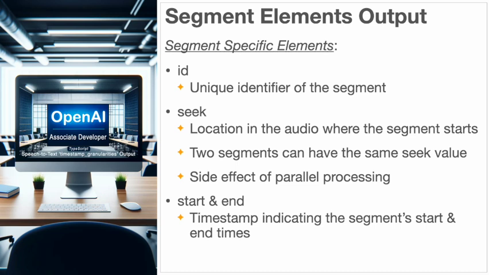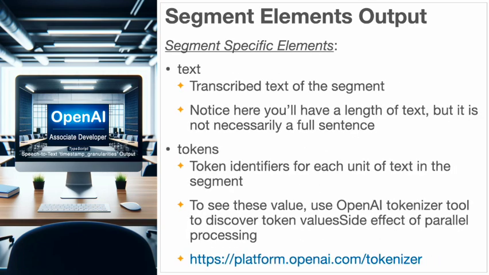Next are the start and end properties. These properties indicate the start and end times of the segment, indicating the timestamp when each segment occurs in the audio file. Also, you'll use these properties to determine the duration of the segment. The start and end properties are followed by the text and token properties. The text is simply the transcribed text of the segment, and the token array contains the token identifiers of the text. If you recall from earlier lessons, you can use the OpenAI tokenizer tool to discover the token values of a segment of text. The URL again is https://platform.openai.com/tokenizer.